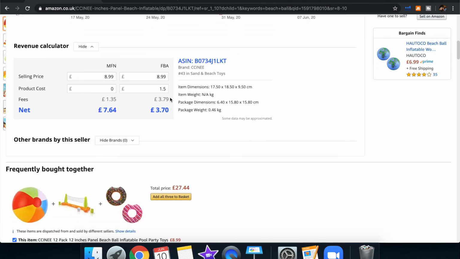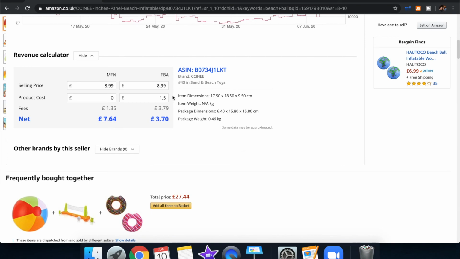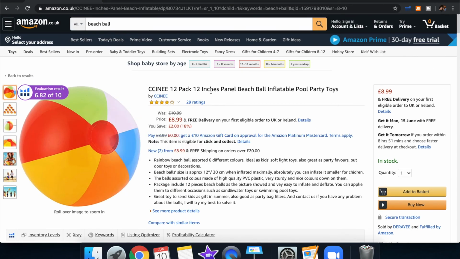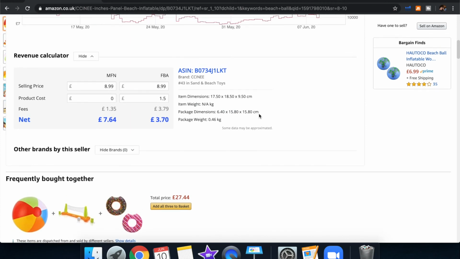So if we can find a beach ball that is around £1.50 and is this sort of size, around 12 inches, and in terms of weight, around 460 grams in terms of the package weight, then we know that we will get back £3.17 profit alone, plus the £1.50. So the net money that we'll get back is actually going to be £5.20, which in this case is more than 200% return on investment. This would be a brilliant product to source if we can get it for that price. If we get it for £2, it's still a pretty good deal, because we're getting more than double our money.